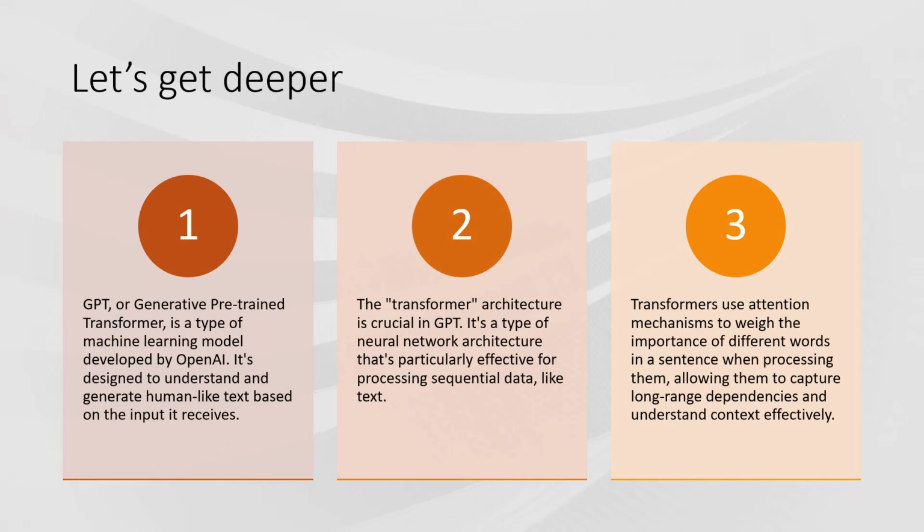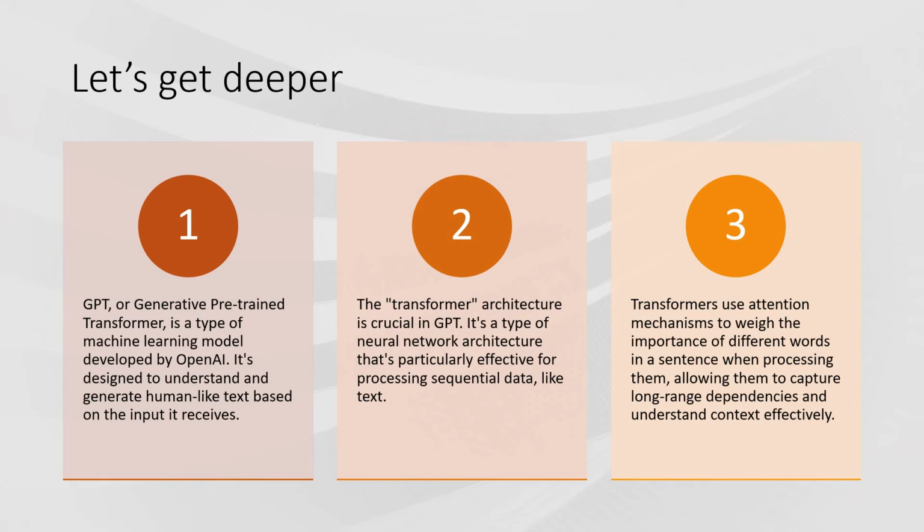What is GPT? GPT is generative pre-trained transformer, and it is a type of machine learning model developed by OpenAI. We all know what ChatGPT is. ChatGPT uses GPT as the fundamental thing, and it's designed to understand and generate human-like text based on the input prompt that it receives. The transformer architecture is very crucial in the GPT. It is a type of neural network architecture, and it is very effective for sequential data like text. I have already detailed what a transformer is.